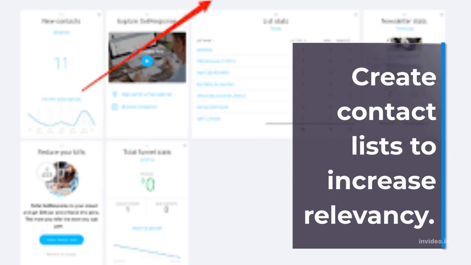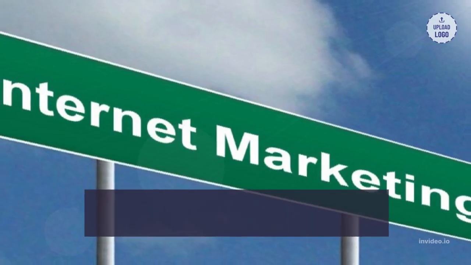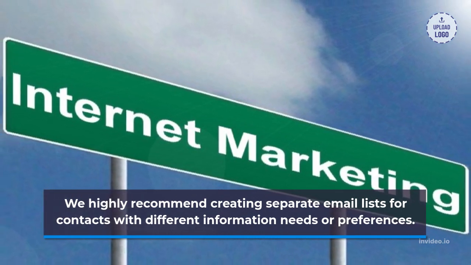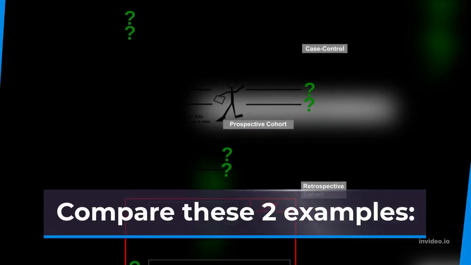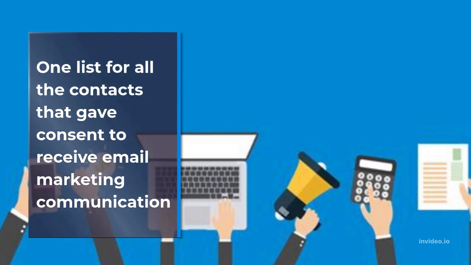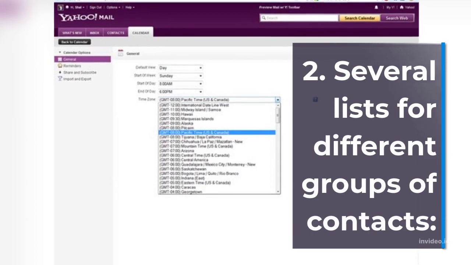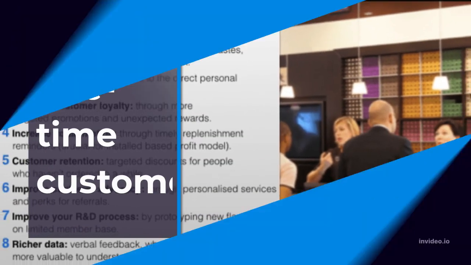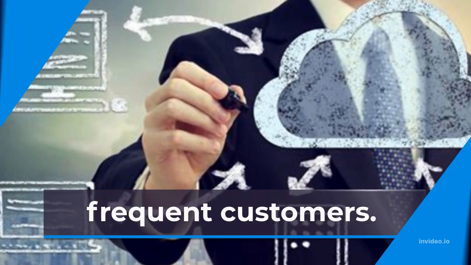the right way. Create contact lists to increase relevancy. We highly recommend creating separate email lists for contacts with different information needs or preferences. Compare these two examples. 1. One list for all the contacts that gave consent to receive email marketing communication. 2. Several lists for different groups of contacts. Potential customers, one-time customers, frequent customers.